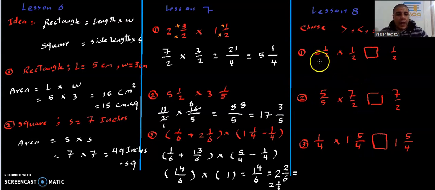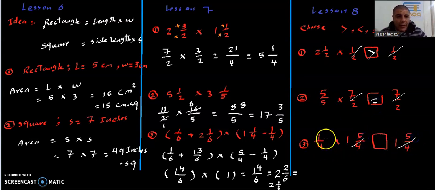In lesson 8, here we have 2 and a half, multiplied by a half. Cancel the repeated half and half. 2 and a half: is it greater than, less than, or equal to 1? Here 2 and a half is greater than 1. That's it, no more. 7 out of 2, cancel. 5 out of 5: is it greater, less, or equal? It's equal to 1, it's equal. Here, cancel, cancel. 1 out of 4: is it less than 1, greater than 1, or equal to 1? 1 out of 4 is less than 1. So we put the sign of less than.